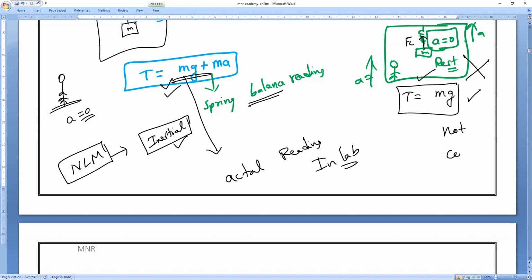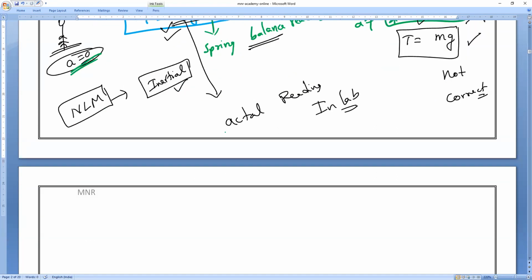So we always consider the acceleration of the observer; the acceleration of the observer must be 0. Only then are Newton's laws applicable. So always keep that point in mind, everybody. Newton's laws of motion hold only for which observer, inertial or non-inertial? Inertial observer. So please note that point. Newton's laws are applicable only for what observer, everybody?